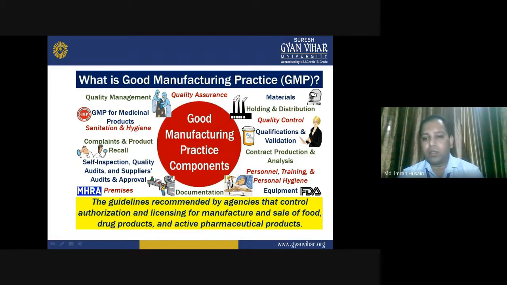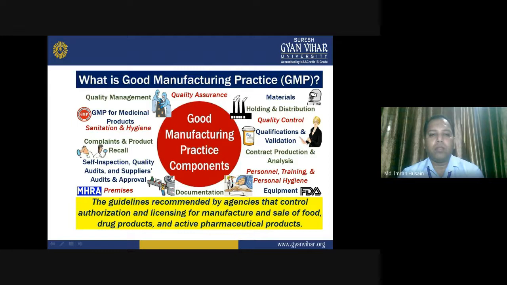So personal training means the individuals who are working in the production facilities are being trained properly, and personal hygiene equipment. So, are they wearing their PPE kits? They are working in a very hygienic environment, right? Everything is clean up to the mark, and proper documentation is being made of what things are being manufactured and what things are being done.